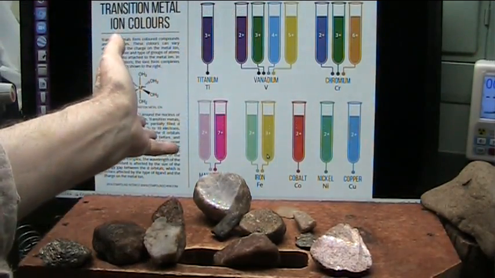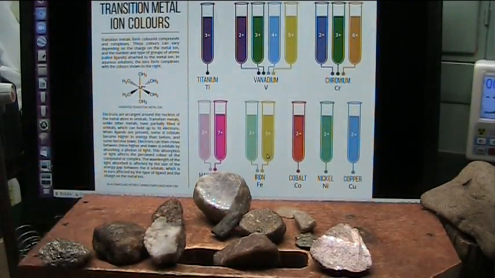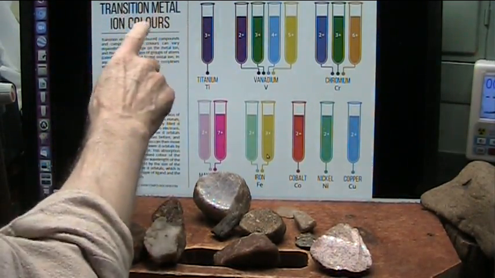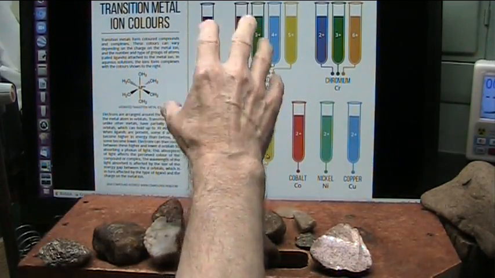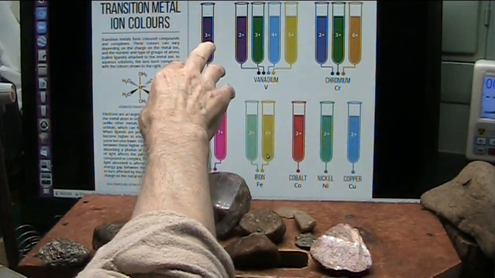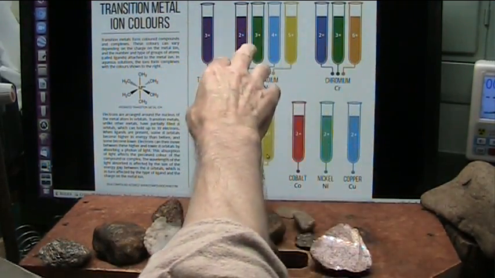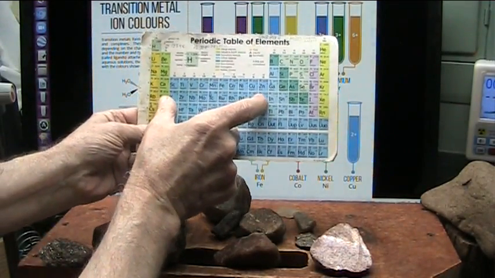All right, now, here's what we've got. What are all these colors? What's all this 3 plus, 2 plus, 5 plus? What's going on there? Well, these are what they call transition metal ion colors. Ions means that they're not perfectly neutral. They have a charge, and the charges are these different numbers. And these are the transition metals.